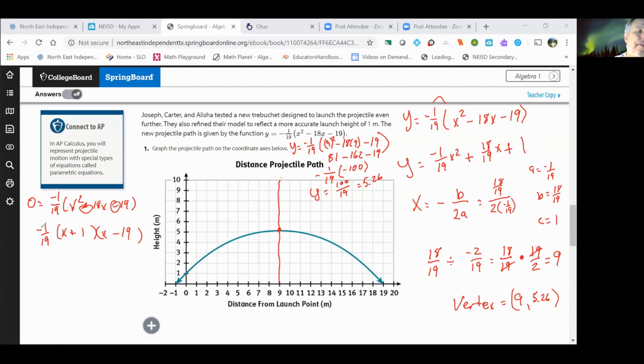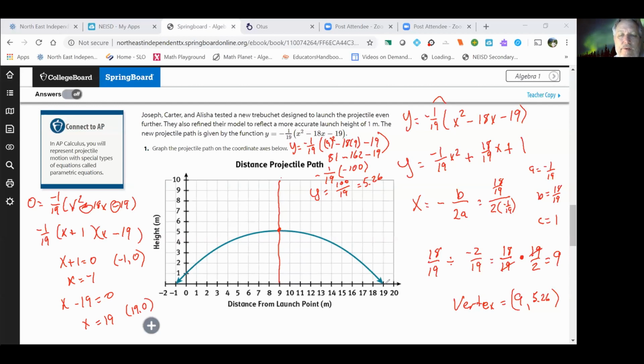Again, we don't need to worry about that. These are the only two we have to worry about setting equal to 0, because if that's 0, the whole thing's 0. If that's 0, the whole thing's 0. So x plus 1 equals 0. X would be equal to negative 1. And x minus 19 equals 0. X is equal to 19. So those are my zeros, and if we're talking about them as points, it's going to be negative 1, 0, and 19, 0.